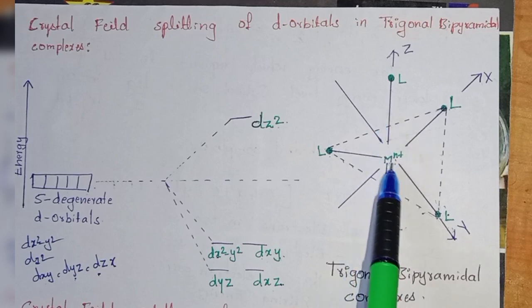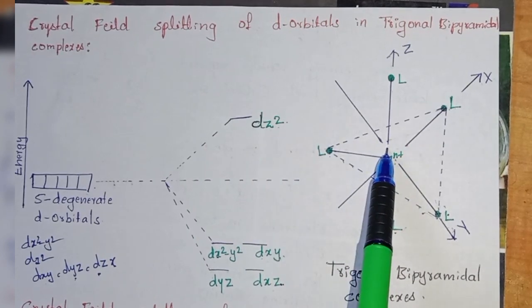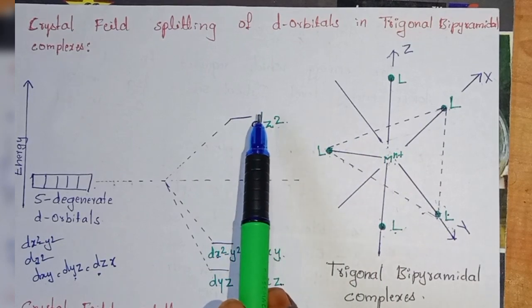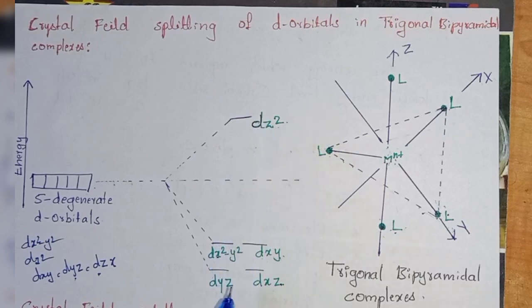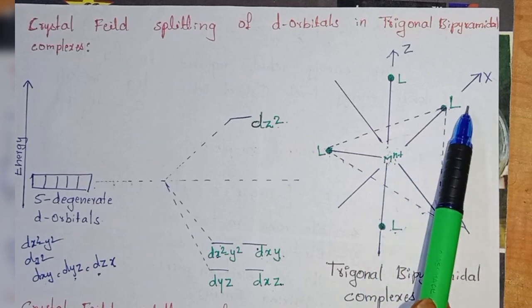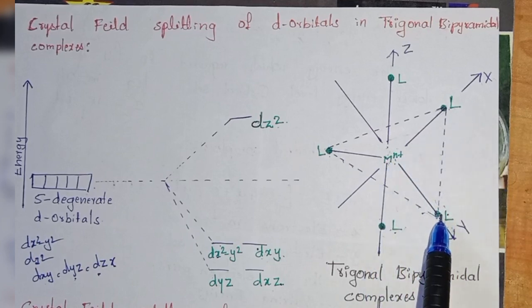Therefore, the interaction between the orbitals which are lying along the z-axis, that is dz square, is more with the ligand orbitals. That's why it will get more repulsion. That's why it will get the high energy level. Then the next energy level will be taken by dx square y square and dxy orbitals, because the ligands are approaching the metal ion in the xy plane like this. And therefore, the lower energy level will be taken by the orbitals dyz and dxz.